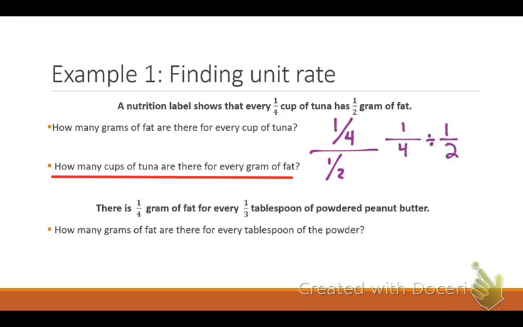And what happens to my second fraction, guys? I have to flip it and multiply. So now I'm multiplying it by 2/1 to get 1/2. But now I have to label. What's my label now? 1/2 cup of tuna every gram of fat. Yep. 1/2 a cup of tuna per gram of fat.